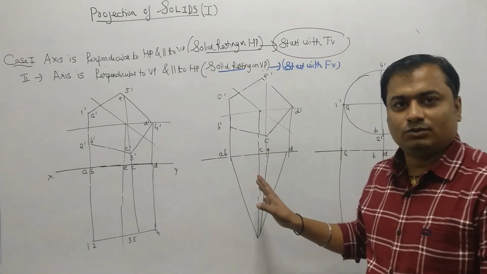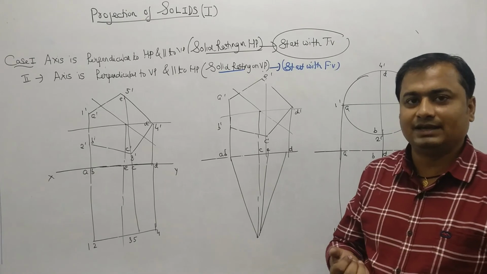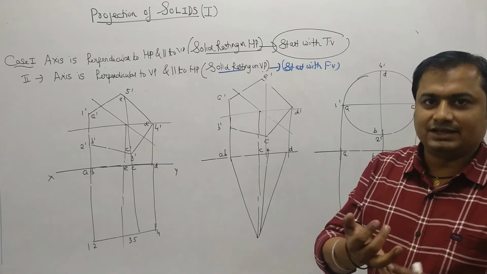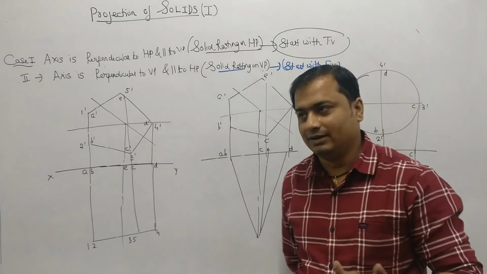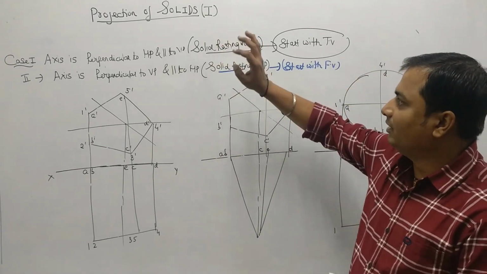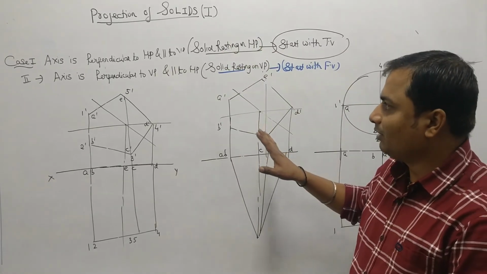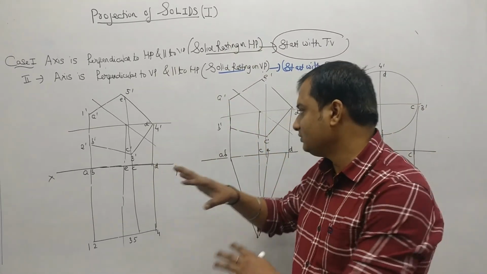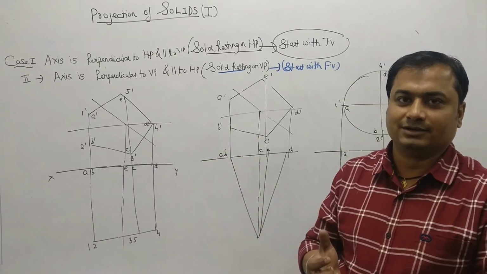So these are the two conclusions we have seen from case 1 and 2, which we will be applying on the third case and fourth case, that is inclined to HP and inclined to VP, and the last case inclined to both the planes. So in this first part, the projection of solids first part, you have to solve problems based on case 1 and 2 for all the solids which I have shown you: prism, pyramid, cone and cylinder.